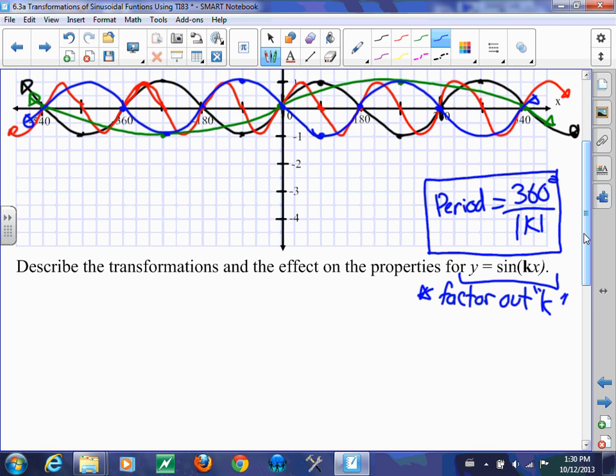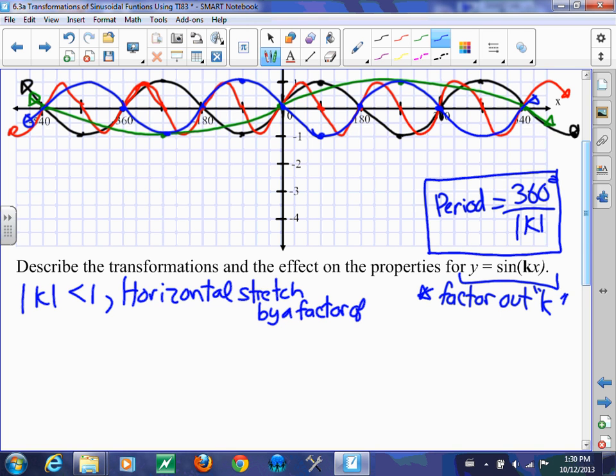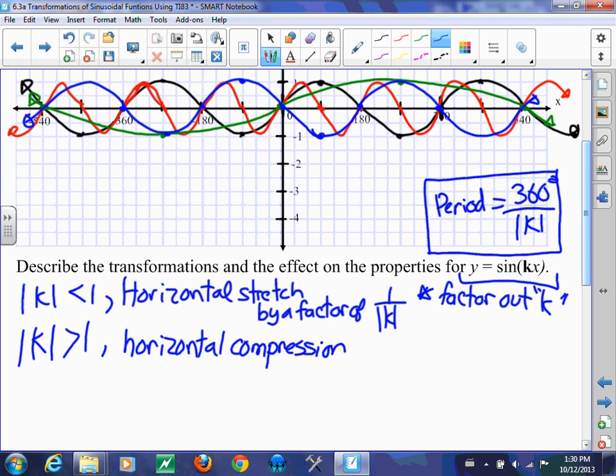Okay, just remember that if the absolute value of k is less than 1, we call that a horizontal stretch, and that's going to be by a factor of 1 over the absolute value of k. Okay, there's nothing new here, guys, so far. If the absolute value of k is greater than 1, we call that a horizontal compression, and that's by a factor, again, of 1 over the absolute value of k. Okay, just remember, guys, that if k is less than 0 or negative, it reflects the y-axis.